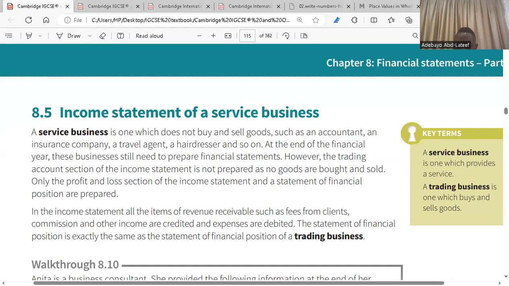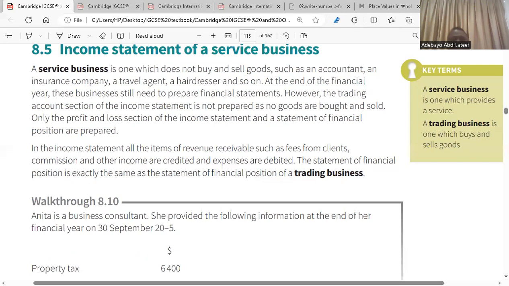So we go. The income statement of a service business. A service business is one which does not buy and sell goods, such as an accountant, an insurance company, a travel agent, hairdresser, and so on. At the end of the financial year, these businesses still need to prepare a financial statement. However, the trading account section of the income statement is not prepared as no goods are bought and sold. Only the profit and loss section of the income statement and the statement of financial position are prepared.